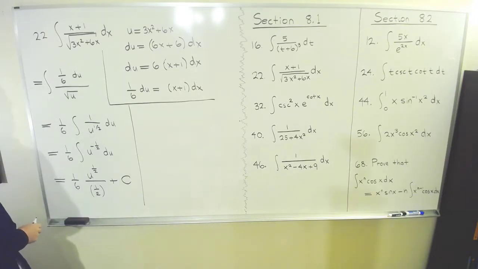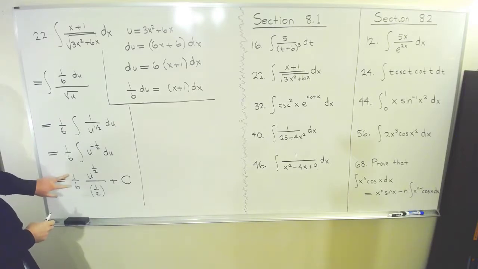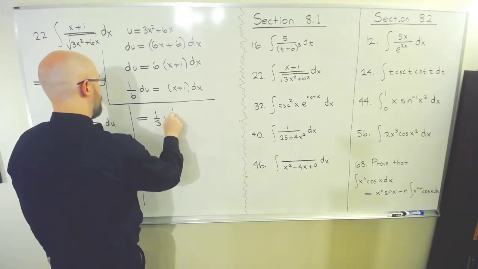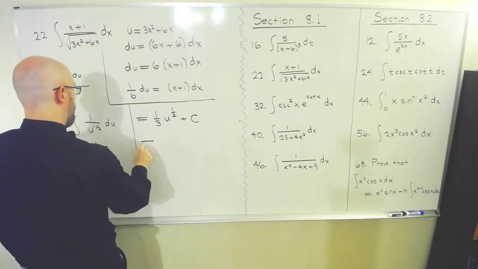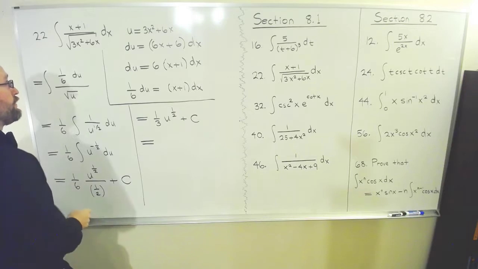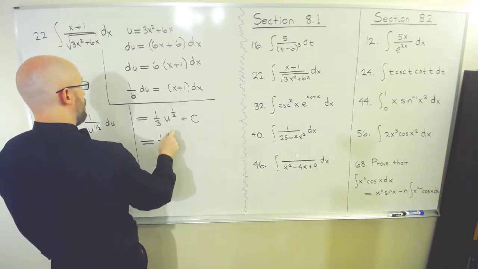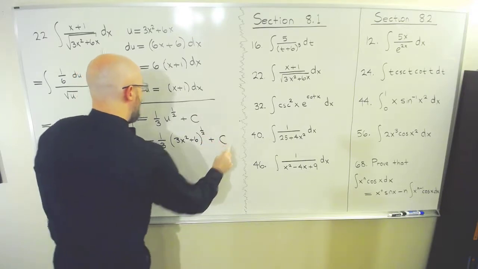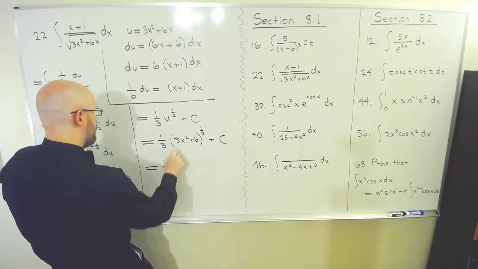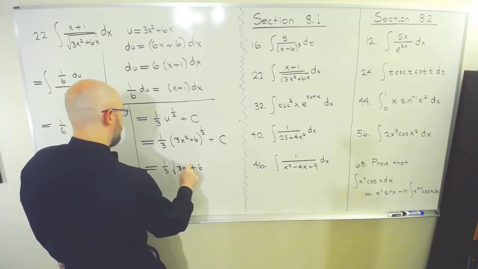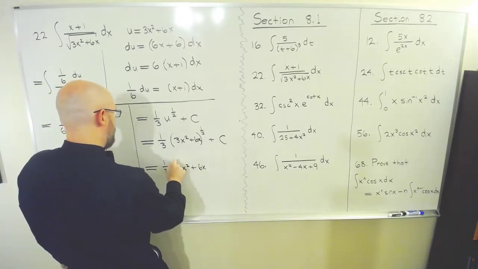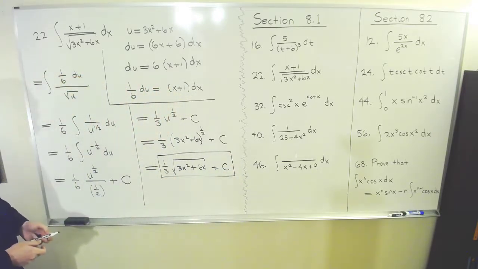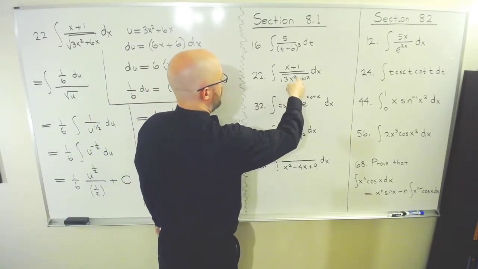And now we can simplify this. So this is 1/3 u to the 1/2 plus c. And then finally we put in the original variable again. So this is 1/3 (3x squared plus 6x) to the 1/2 plus c. And if you like, you can rewrite it again under the radical. You can replace the fractional exponent with a radical if you want to. I forgot to put the x there. 6x plus c, and that will be the answer.